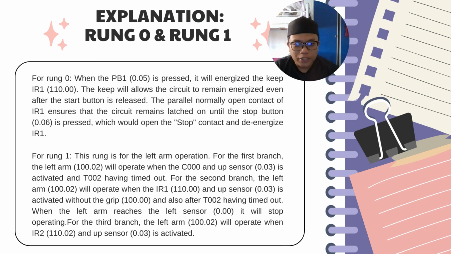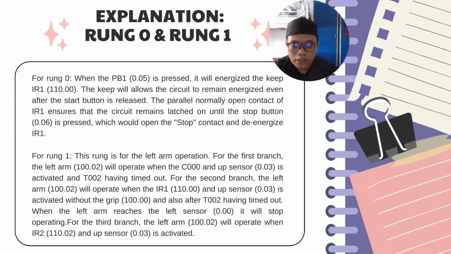Okay, now I will present the explanation for rung 0 and also rung 1. Okay, for rung 0, when the PB1, which is 0.05, is pressed, it will energize the keep IR1, 110.00. The keep will allow the circuit to remain energized even after the start button is released. The parallel normally open contact of IR1 ensures that the circuit remain latched on until the stop button, which is 0.06, is pressed, which will open the stop contact and de-energize IR1.